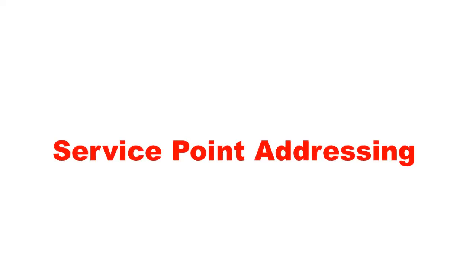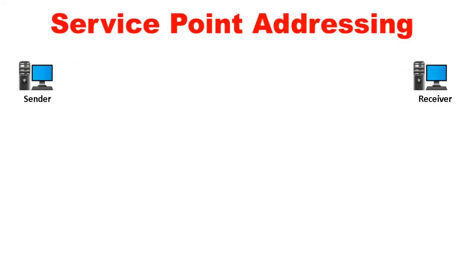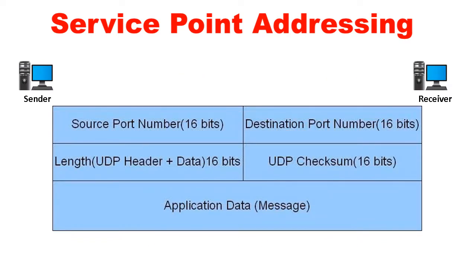Service point addressing. The message has to be delivered in the correct process to the intended receiver. That is why the header of the transport layer includes a type of address called port address or service point address. Therefore, through this address, the transport layer makes sure that the message is delivered in the correct process and to the exact receiver.